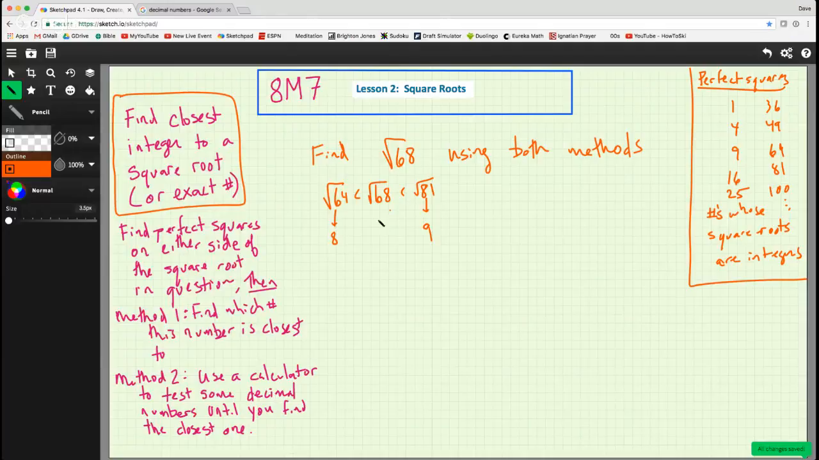So that's our starting point. But 68 is closer to 64, and further from 81. So the square root of 68 is closer to 8, because 68 is closer to 64 than 81. So 8 is our answer.